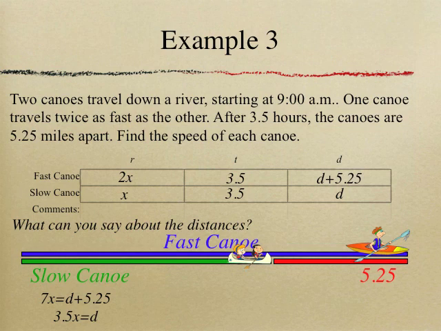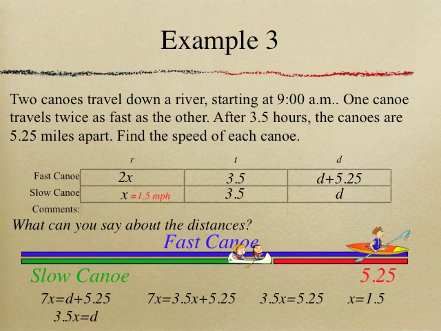Now again, this is pretty easy for substitution because d in the second equation is solved for. So I'll just plug it in. And I have 7x equals 3.5x plus 5.25. Subtract 3.5x from both sides. So I have 3.5x equals 5.25. And divide by 3.5. So I have x equals 1.5.